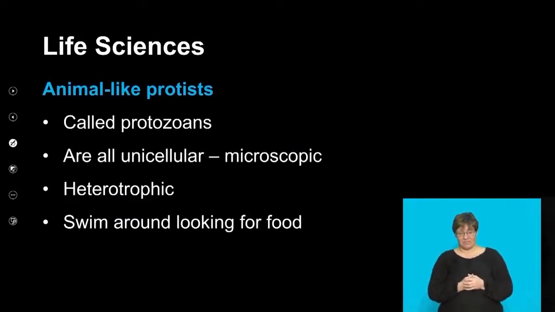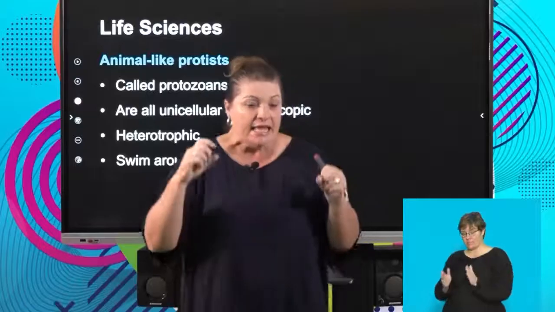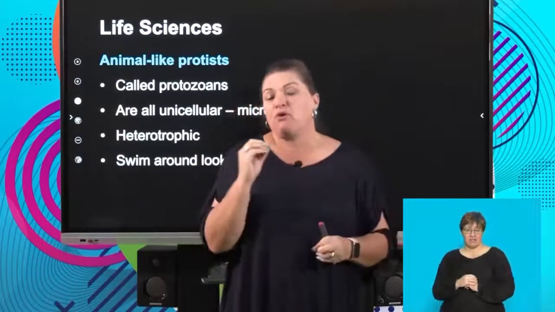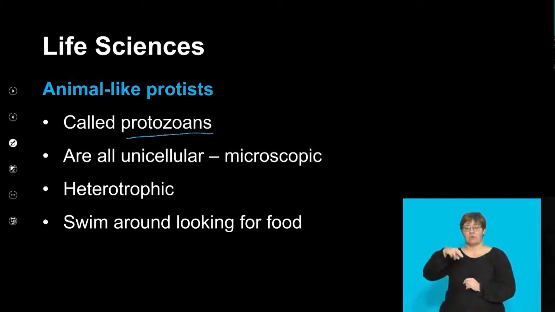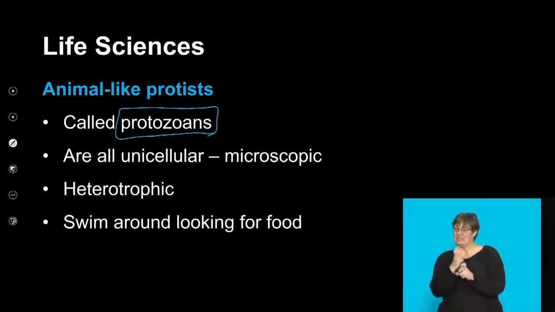Right, now the animal ones. The animal part of protists are called protozoans. That's really important and sometimes a bit of a difficult word, right? So when we had the plant-like, that was algae. All the animal ones are called protozoans.